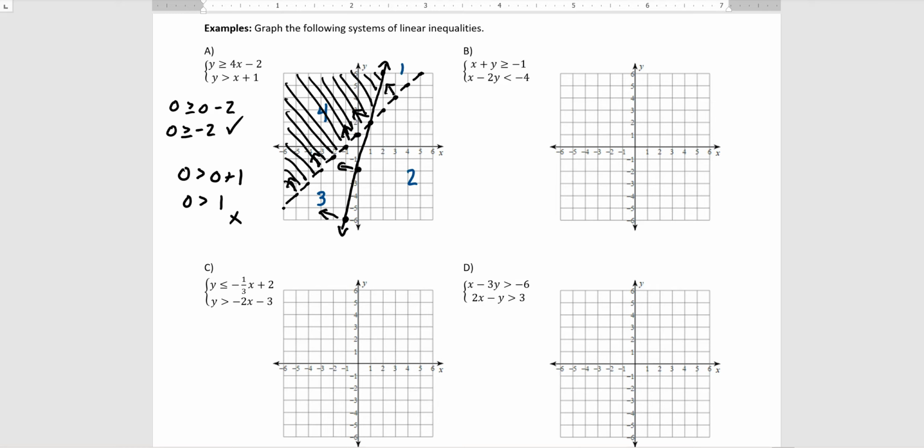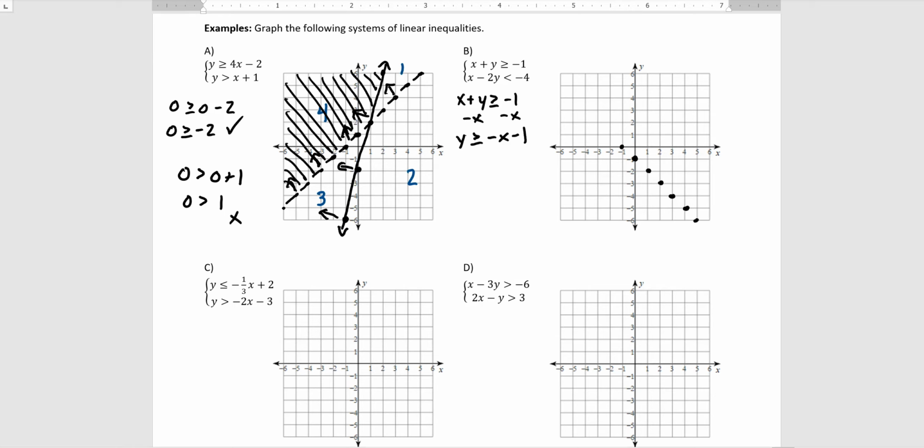All right. Let's try another here. X plus y is greater than or equal to negative 1. X minus 2y is less than negative 4. Well, let's get this in slope-intercept form first. X plus y greater than or equal to negative 1, subtract x, so I get y is greater than or equal to negative x minus 1. So that has a y-intercept of negative 1. My slope tells me down 1, right 1, down 1, right 1, down 1, right 1.